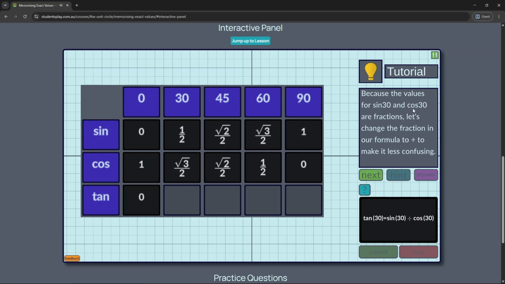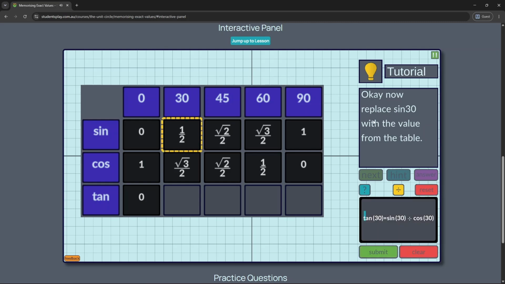Because the values for sine 30 and cos 30 are fractions, let's change the fraction in our formula to divided by to make it less confusing. If you accidentally backspace the division symbol here, just press this button to insert it again. We don't have a shortcut to put the divide symbol in because we don't use it most of the time. So just for this one, you can press this and it will insert a division symbol if we accidentally delete this one. All right, let's press next.